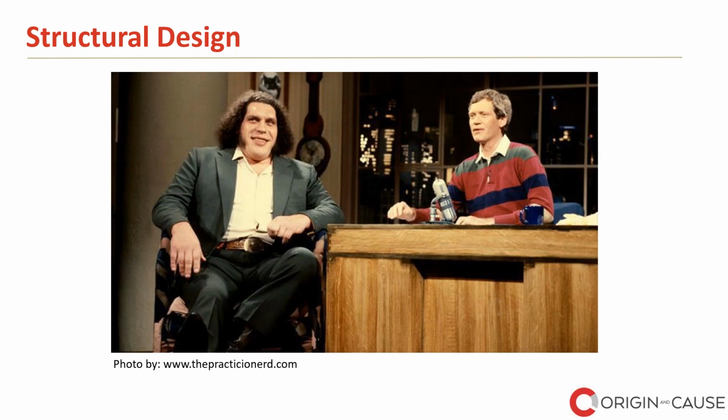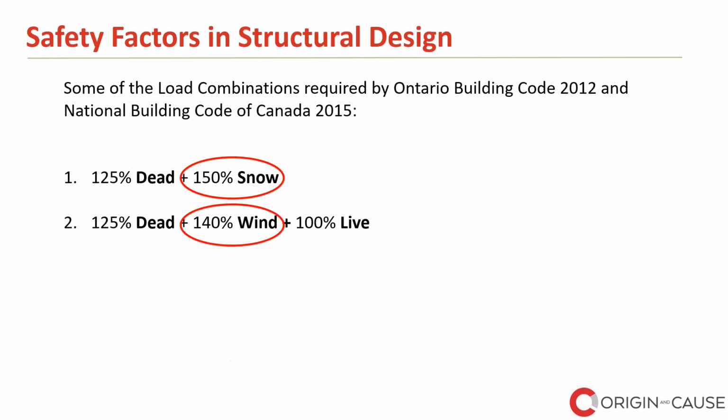For example, a chair, if you want to design the chair properly, you don't design it for the weight of an average person. Let's say you don't design it for 150 pounds, because some people are heavier. So you design it for a higher load. And not only that, you also increase the load by a load factor to account for safety margin. Now, in the National Building Code of Canada, the snow load is amplified by 50%, and the wind load is amplified by 40%.